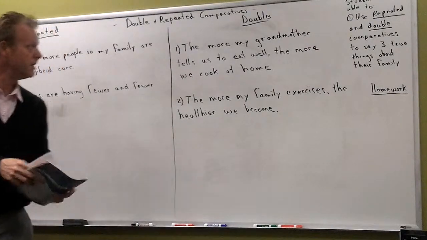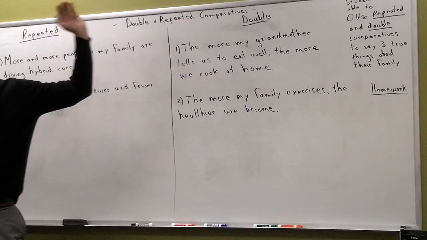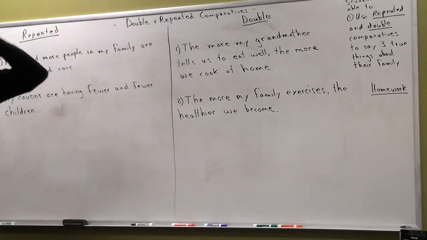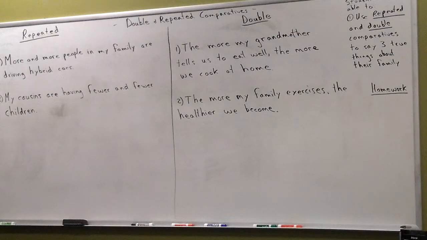We are going to be learning how to use repeated and double comparatives to say 3 true things about your family. Okay? So, first of all, let me tell you a little bit about my family. One thing that we are trying to do at my house is eat more and more healthy, so that we feel better. Does that make sense? So I got an example up here.